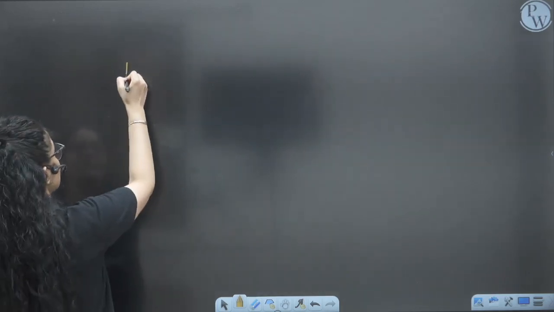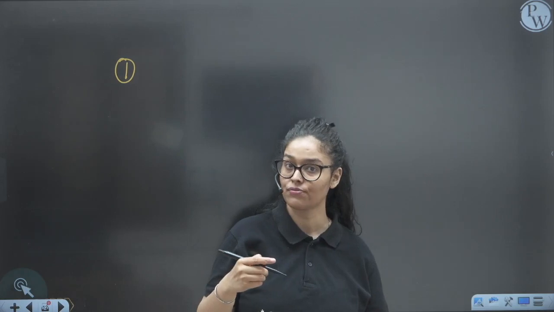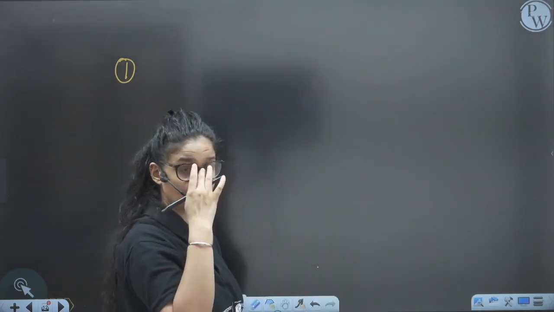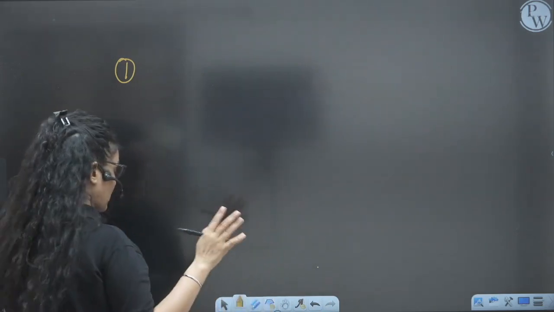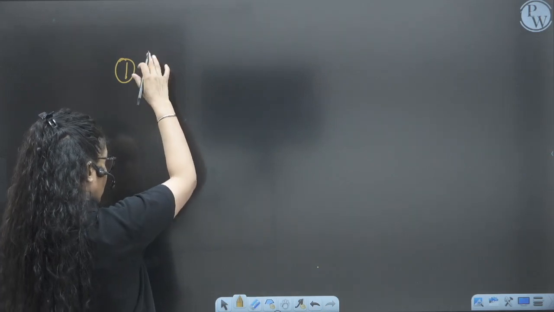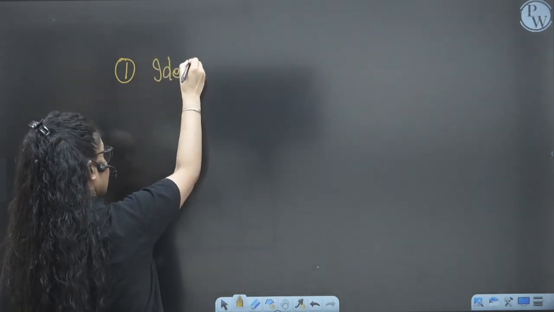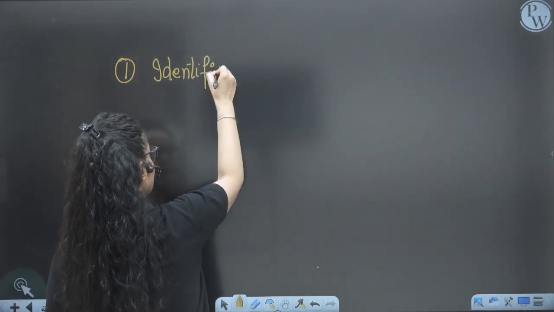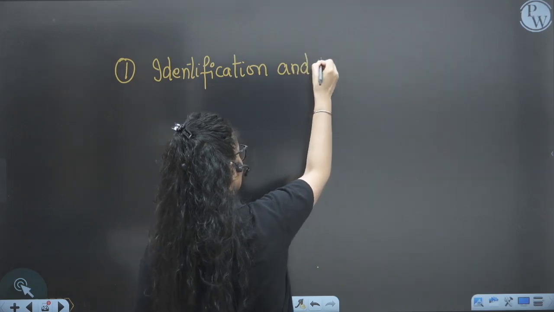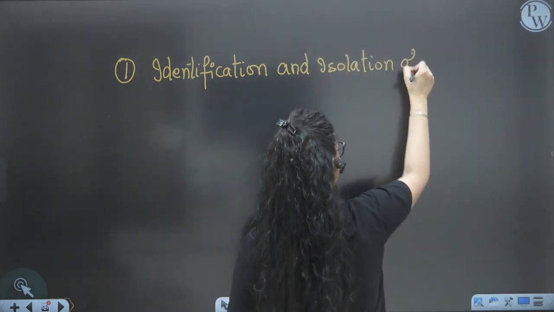So what is the first step? That is the separation and isolation of the DNA using different types of lysing enzymes. So let's see what it is. When we see the process of recombinant DNA technology, the first process is identification and isolation of DNA. Isolation of DNA from the organism.